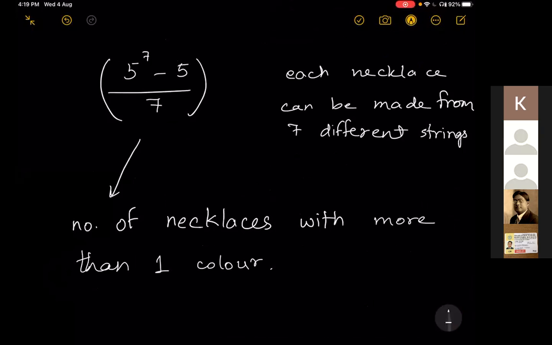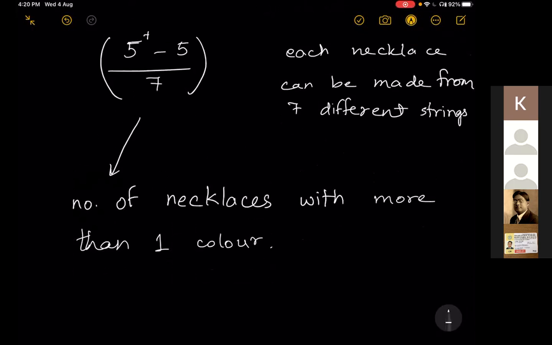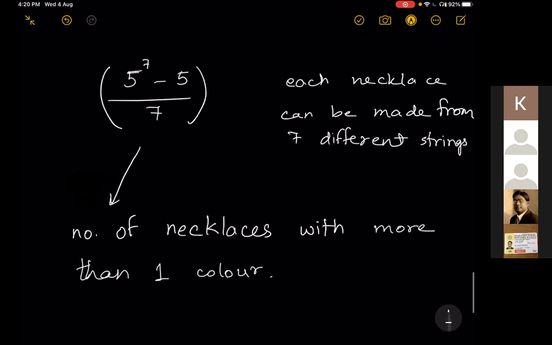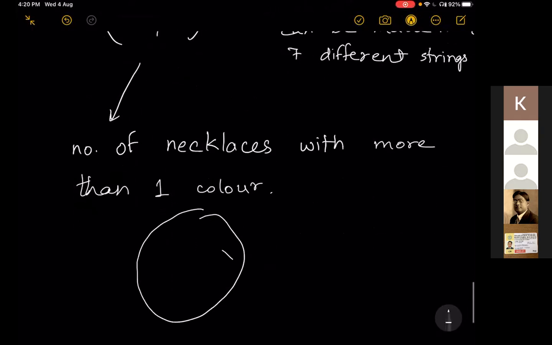So if I am counting the number of necklaces, it cannot be half, it cannot be pi, or -1. It should be an integer, a natural number. Natural numbers are integers, but not vice versa. All integers are not natural, but all natural are integers. Let me just quickly draw a Venn diagram. This is natural, this is integer. Integer is full, including natural. A whole number is just a little extra, with the 0 element.